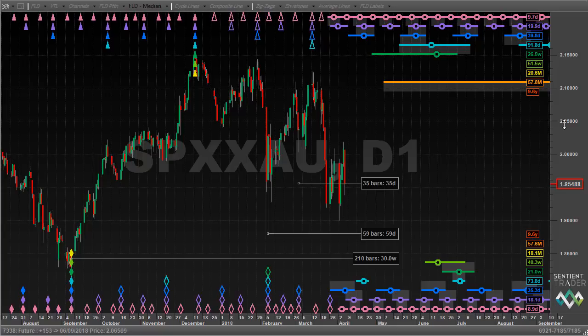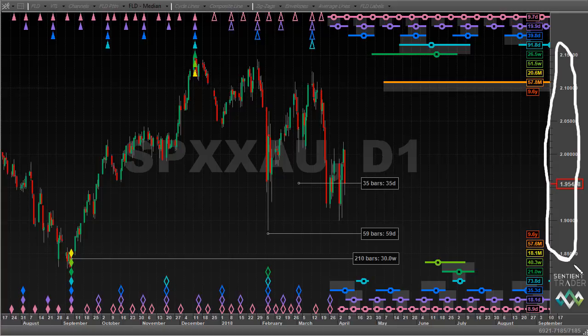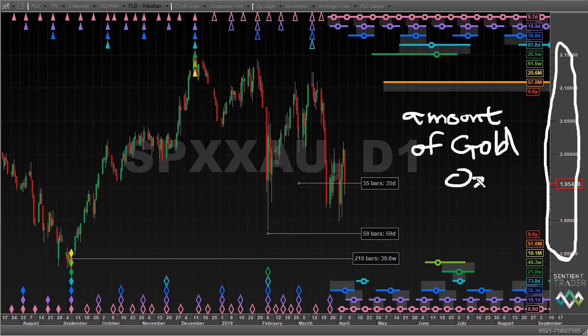And on the right hand side here is our price scale, of course, and as opposed to that being US dollars, that is an amount, and I'm going to try and write amount, which is probably a bad idea, amount of gold. I could say ounces of gold, but I won't, because it isn't actually ounces of gold.